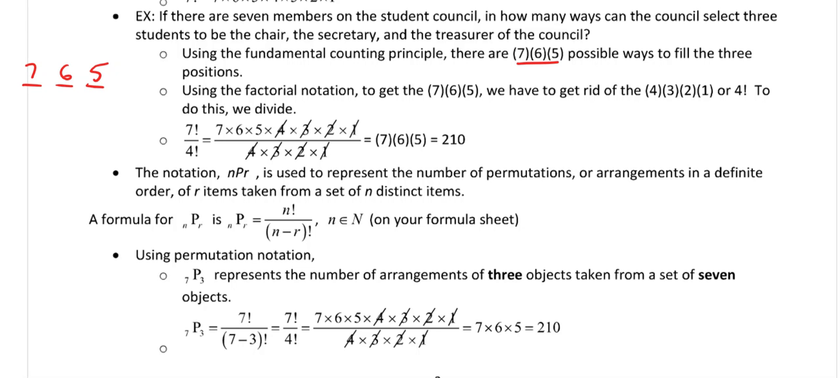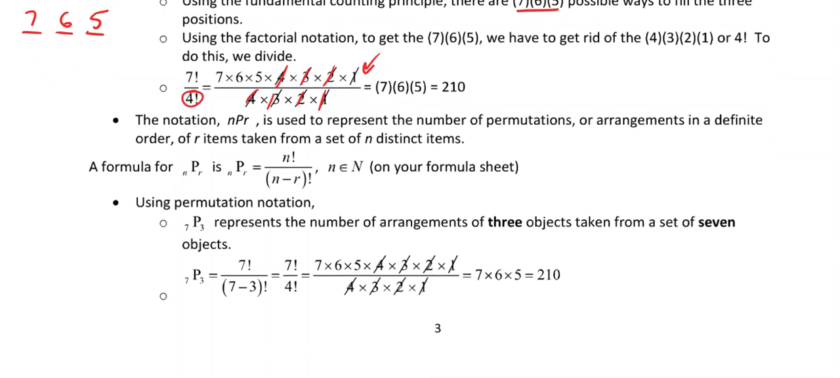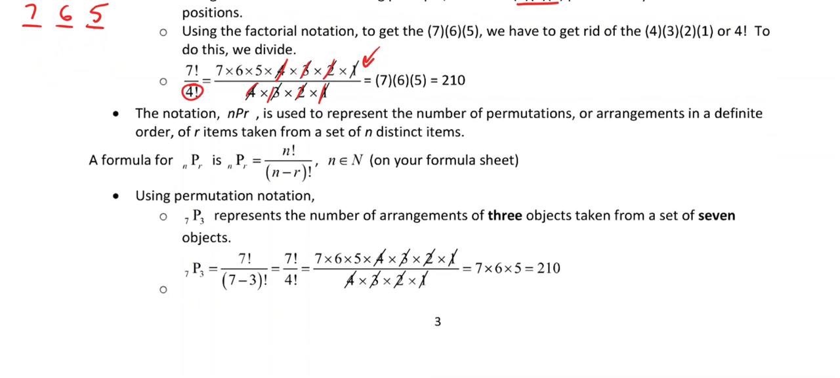So, yeah, if we rewrite this, do you see the pattern here that this would have been 7 times 6 times 5 times 4 times 3 times 2 times 1, right? Written out like this. But then we had to get rid of the 4 times 3 times 2 times 1. Well, the way we can get rid of that is by dividing by 4 factorial, right? Do you see that those would all cancel? That's really what a permutation is, right? That same thing can be written in a different way. It can be written in permutation form.